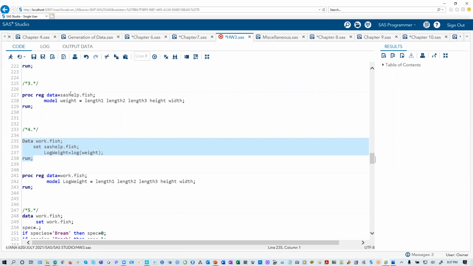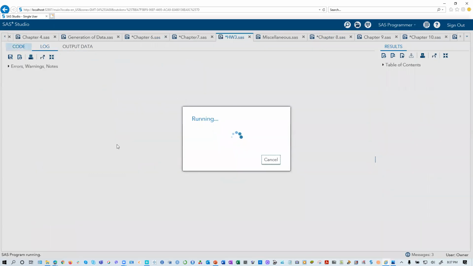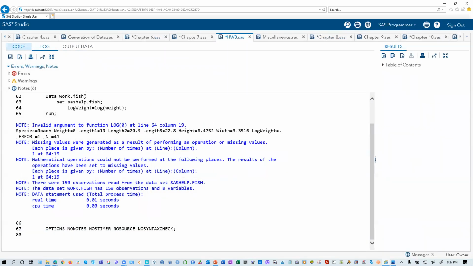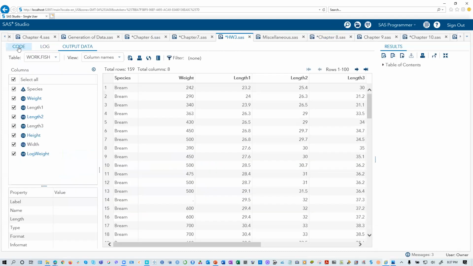Early on, it was in the SAS help directory. See, in the beginning, it was in the SAS help directory. I got that one in SAS help. Set means you're going to take it and put it back into a new one called the work directory. Okay, I didn't do that one. So now it's in the work directory. That's the directory I'm using now.